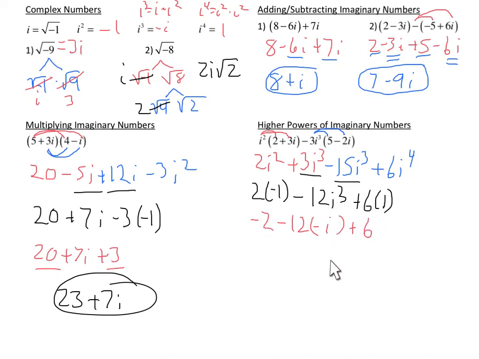Now, do you see how it's going to be a basic imaginary now? Can we combine the 6 and the negative 2? That gives us 4. And then negative 12 times negative i is positive 12i. All that, we got imaginary out of it. The key again is doing distributive property and then breaking down any higher powers than i using these 4 ideas. And in the end, you got your imaginary. That's what we're looking for.